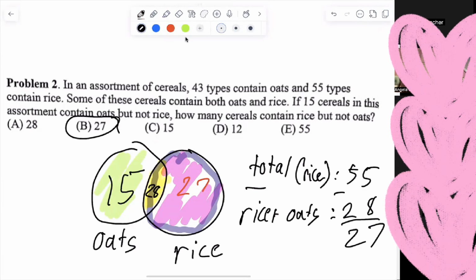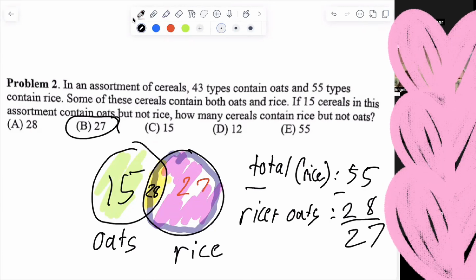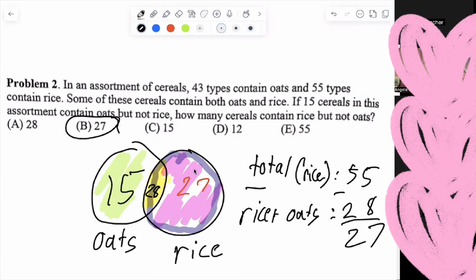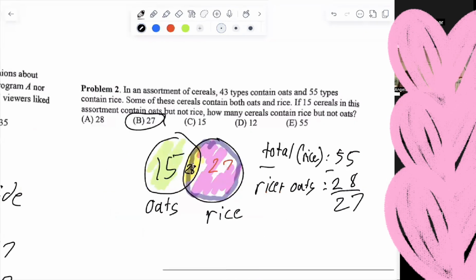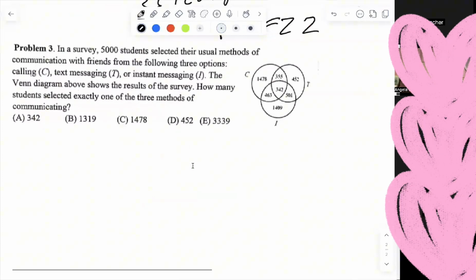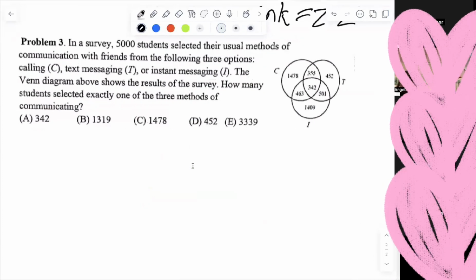All right? Is there any questions? If you have any questions, just type it in chat. All right, let's move on. Let's move on to problem 3.